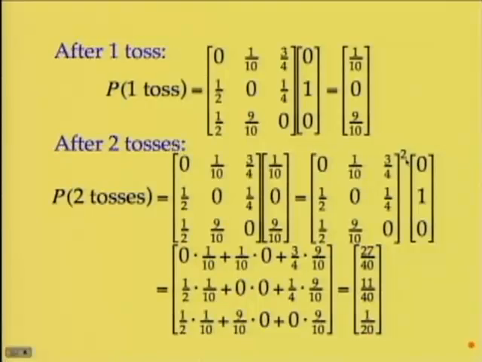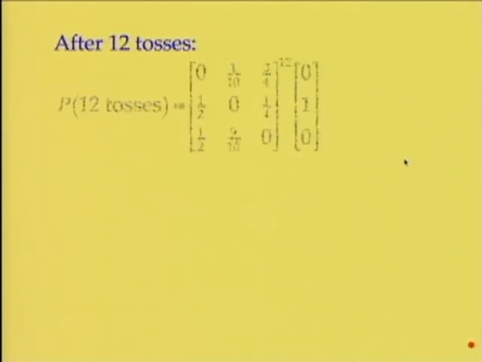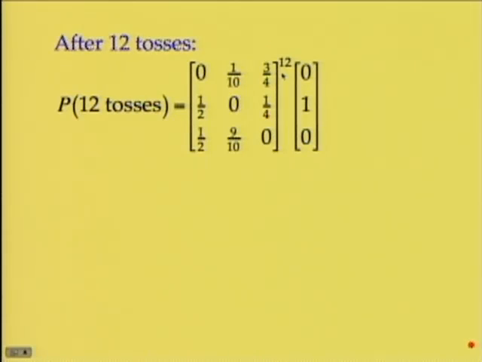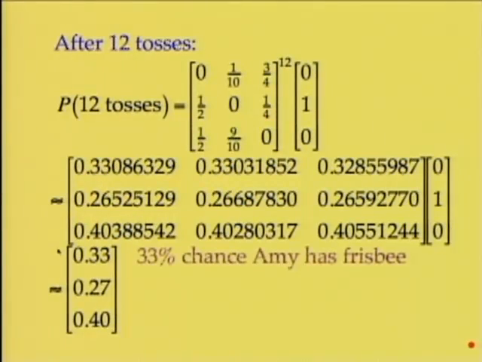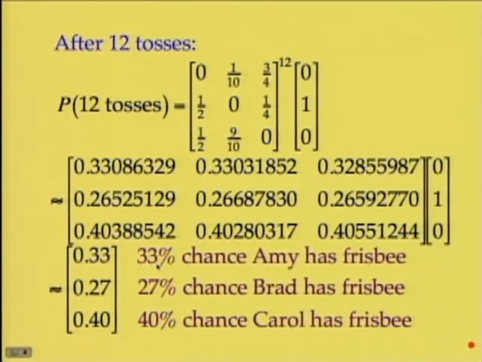The easy way, though, lies right here. To do this in so many tosses, I want to raise that matrix to a power. So to do this for 12 tosses, I would put this matrix in my graphing calculator. I wouldn't do it by hand, that's horrible, but these graphing calculators can do this kind of stuff for you. And I would raise that matrix to a power, which is a fairly messy thing, you can see it here, but then multiply by that original thing. Brad had the Frisbee to start out with, and so there are my probabilities, this middle column. 33% chance Amy has the Frisbee, 27% chance Brad has it, 40% chance Carol has it.